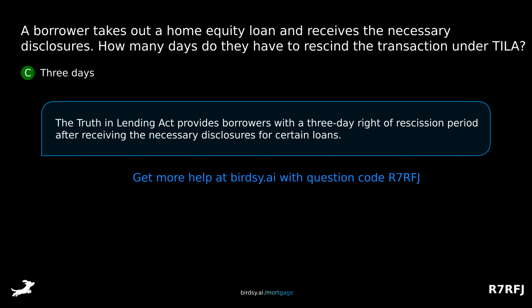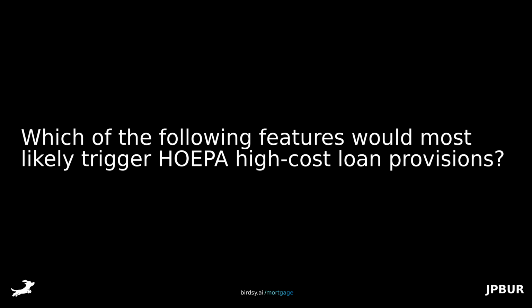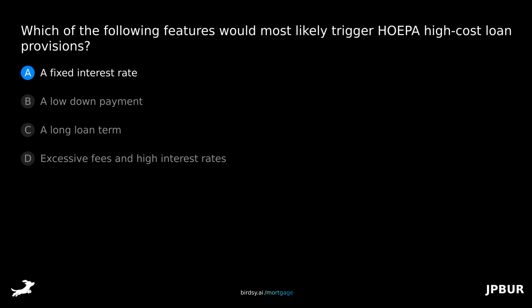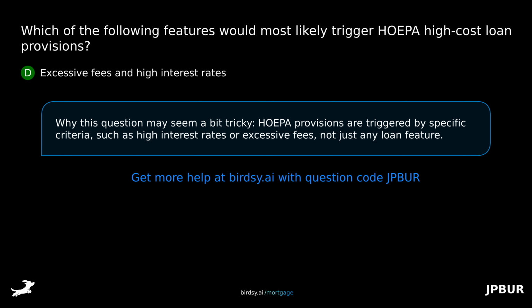Which of the following features would most likely trigger HOEPA high-cost loan provisions? Is it A, a fixed interest rate, B, a low down payment, C, a long loan term, or D, excessive fees and high interest rates? The answer is D, excessive fees and high interest rates. Why this question may seem a bit tricky. HOEPA provisions are triggered by specific criteria, such as high interest rates or excessive fees, not just any loan feature.